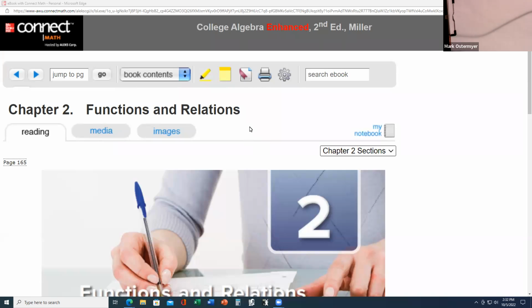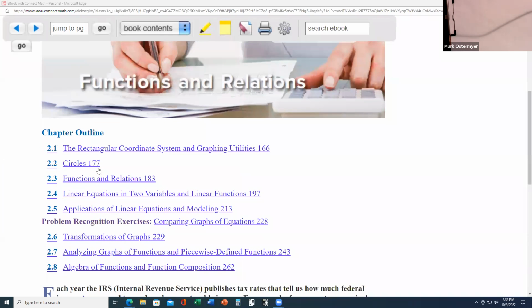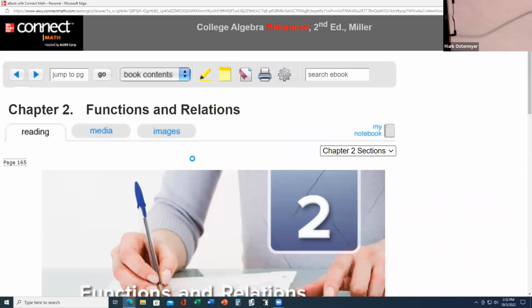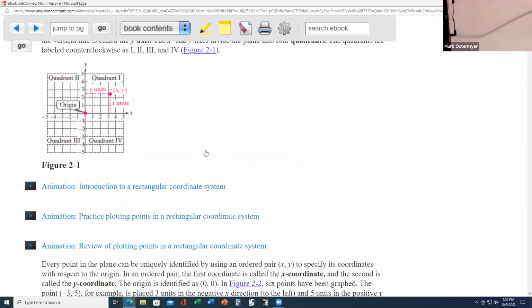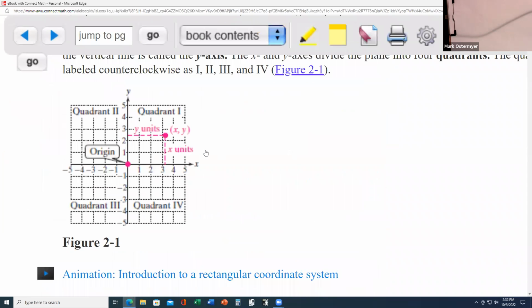All right, section 2.1, entitled "A Rectangular Coordinate System and Graphing Utilities." The first thing we're going to do is hopefully review the XY plane. There is no way you could have escaped the XY plane if you've taken elementary and/or intermediate algebra here at Mott, as the XY plane is a requirement in those courses. So this is hopefully review.